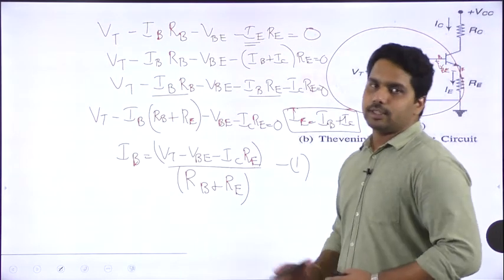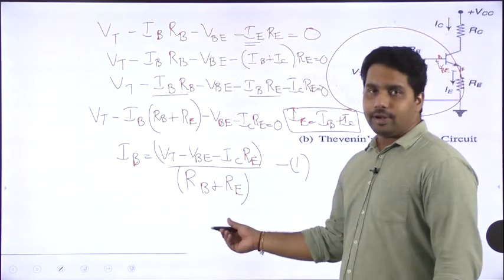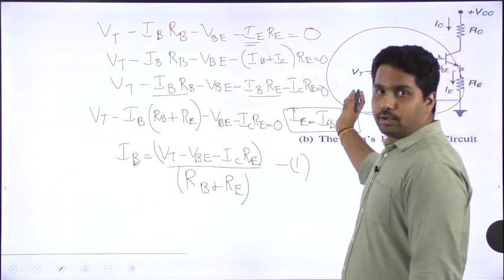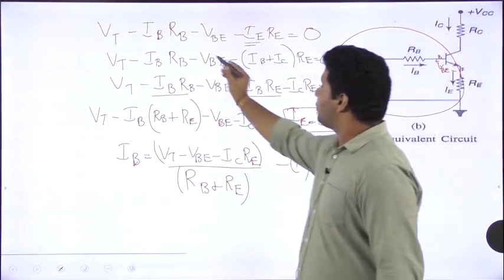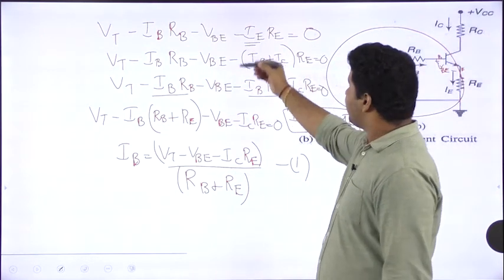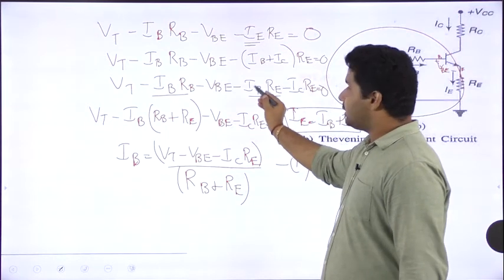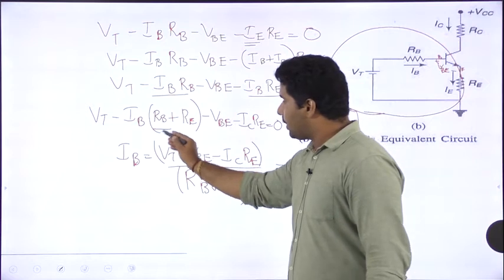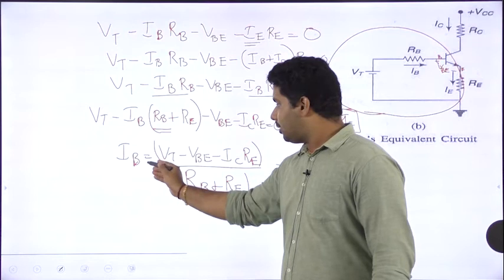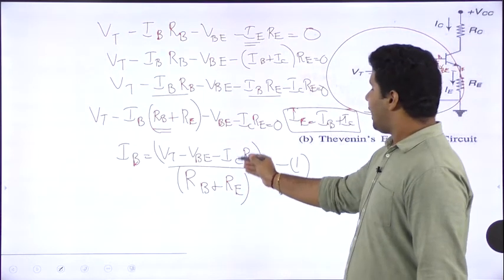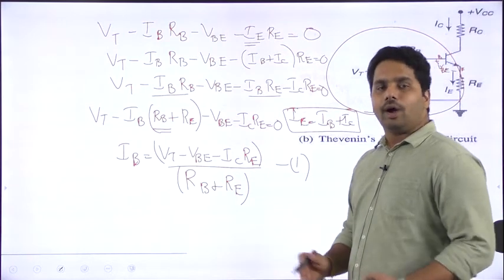So I hope you are following this. All of you are writing along with me, I hope. Okay, it's very simple only. What we did, we got a Thevenin equivalent circuit. For that circuit, we applied KVL in the input loop, and we got the first expression here. And from there, I substituted IE with IB plus IC. Then the bracket is opened, IB terms are made common, and the expression is written in terms of IB. That means IB is equal to VT minus VBE minus IC RE divided by RB plus RE. Equation number 1. Now, what is the next step?